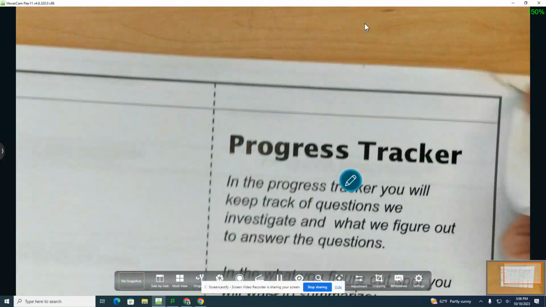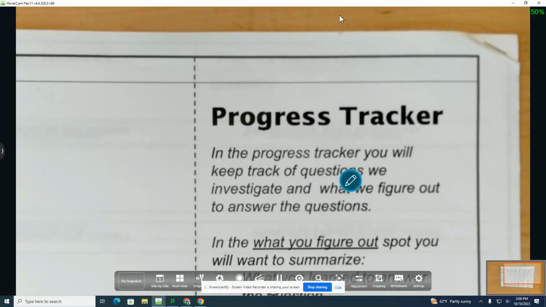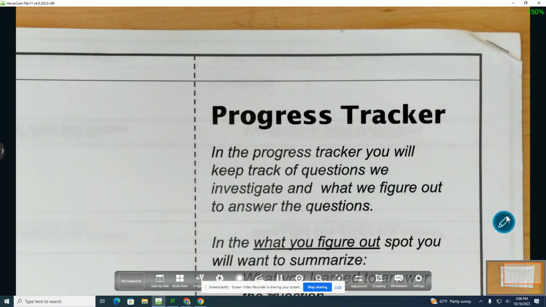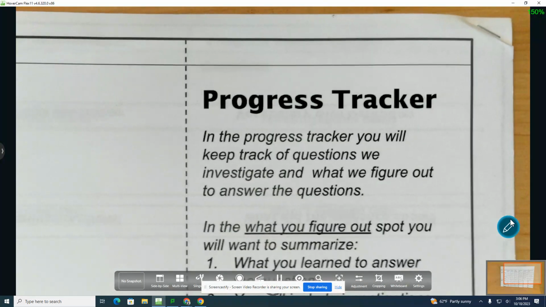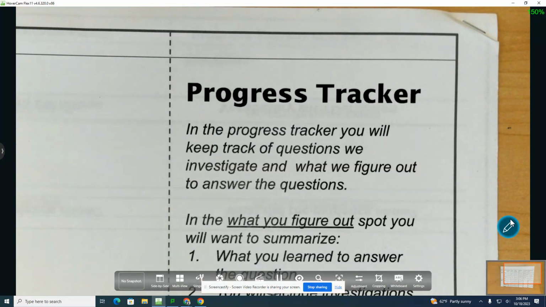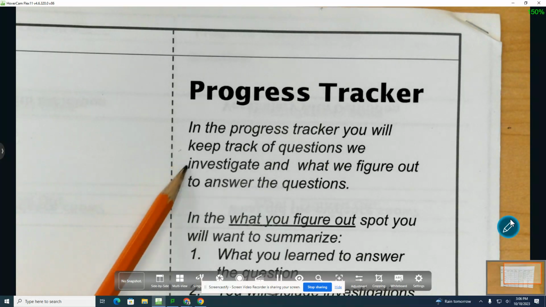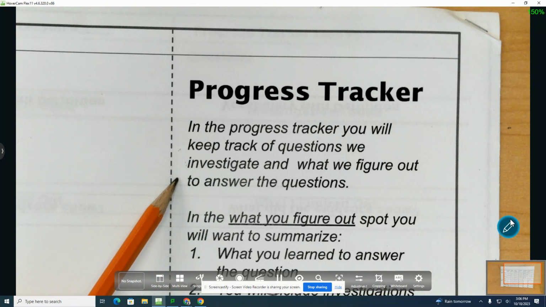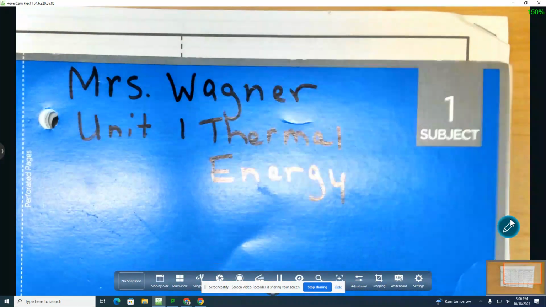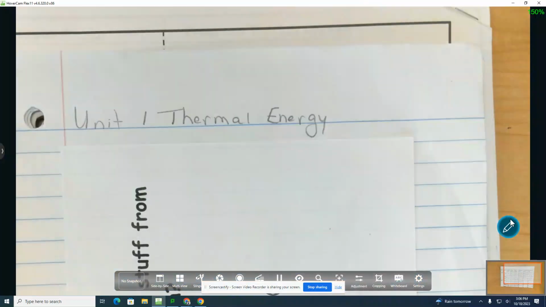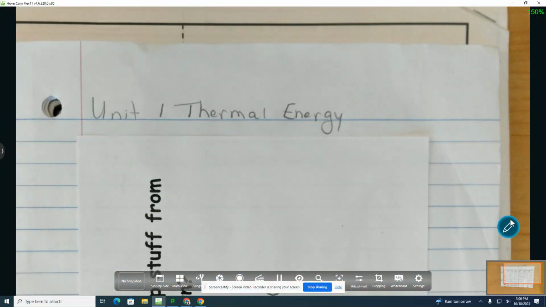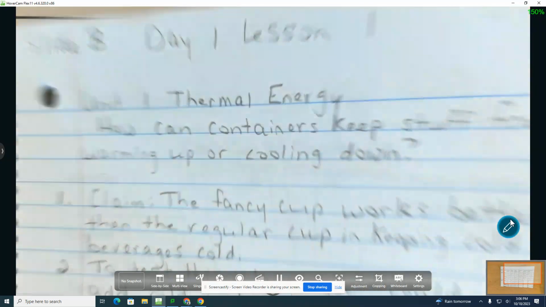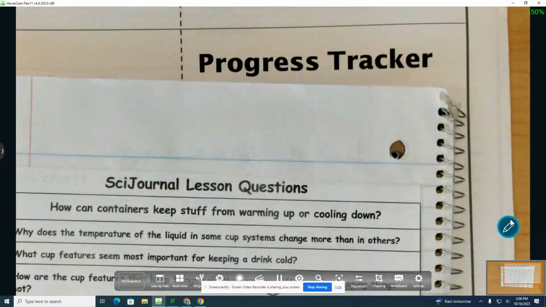All right, so this is the progress tracker. And here's what this is all about and what you're going to work on today. The progress tracker will keep track of the questions that we've investigated and what we figured out to answer those questions. We have asked a lot of investigative questions so far. When we look at our journal, there is a list of questions that we have investigated.